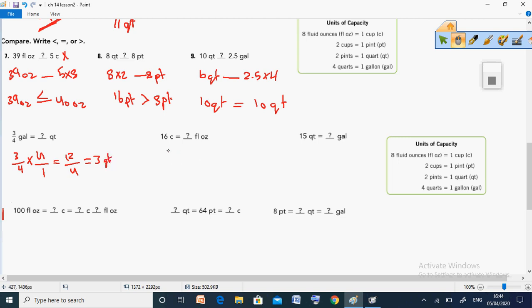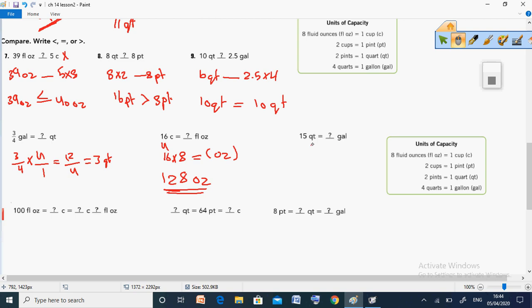quarts. 16 cups to oz. So here 16 cups we have. From bigger to smaller we have to multiply because you have 16 times 8 to find it in oz. So 8 times 6 is 48. 8 times 1 is 8, and 12. So 16 cups contains 128 oz.